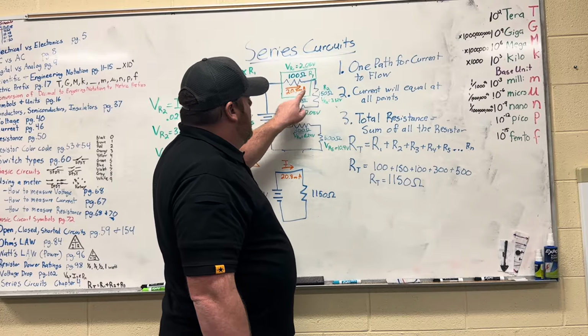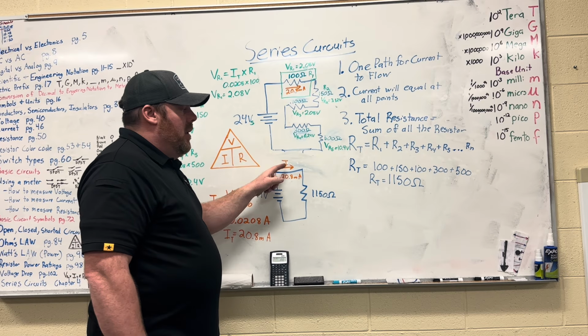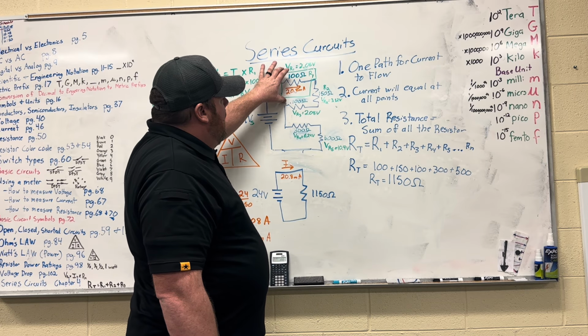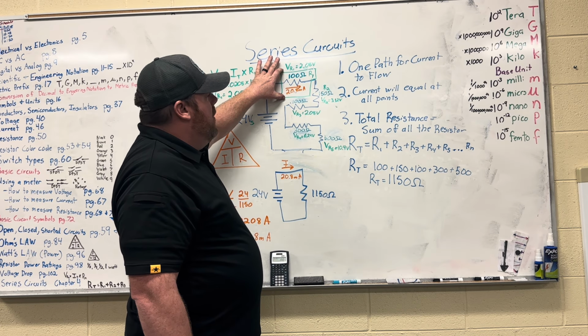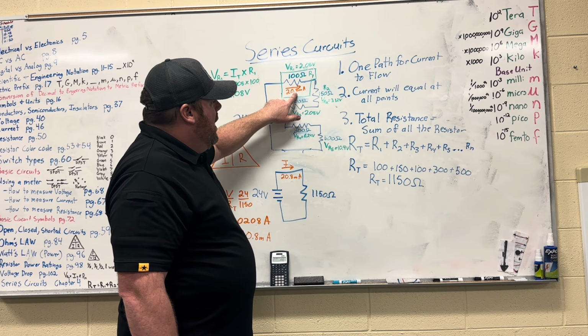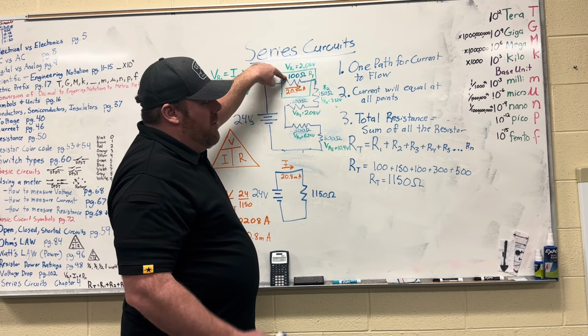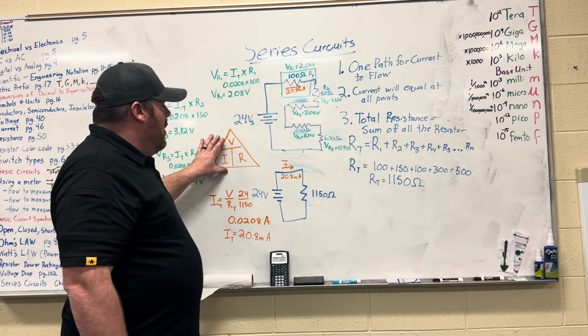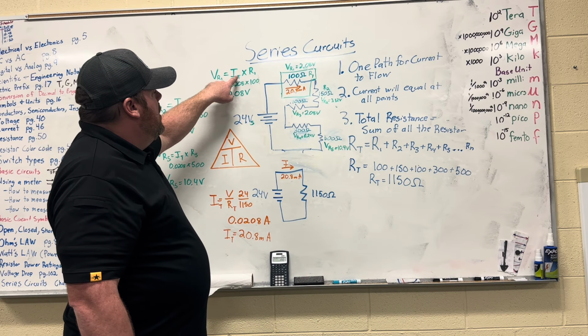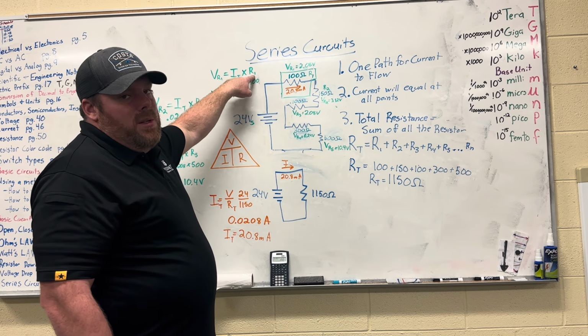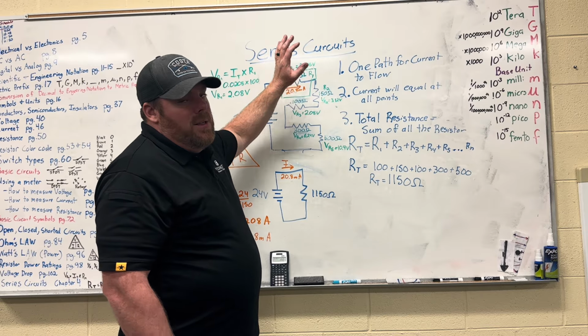I know this value is true at any point in the circuit. Once I have that, if I'm looking at a specific resistor, I can calculate the voltage drop across that resistor by multiplying that total current times the resistance value. Still Ohm's law, I'm just using it in voltage drop terms: voltage drop equals total current times the resistance value of that single resistor.